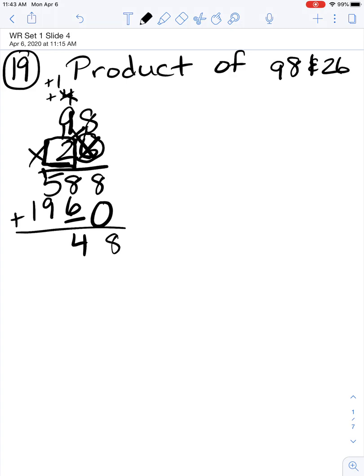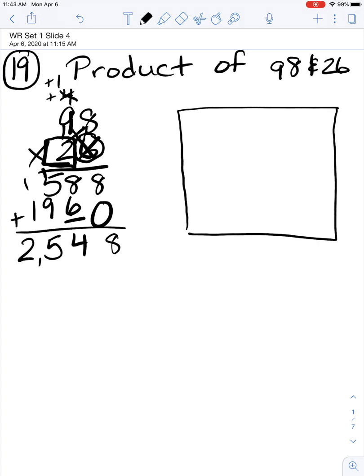Put that 1 up there. 1 plus 9 is 10. 10 plus 5 is 15. 2,548. Okay, now I'm going to do the box method. Whichever way you want to do is completely fine with me. You know that, whatever works best for you.